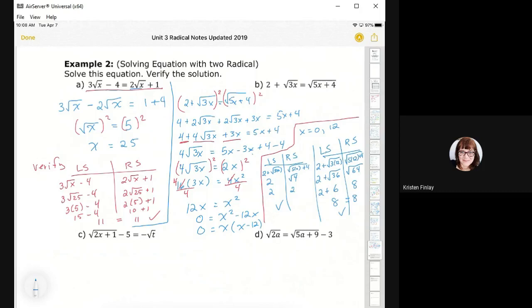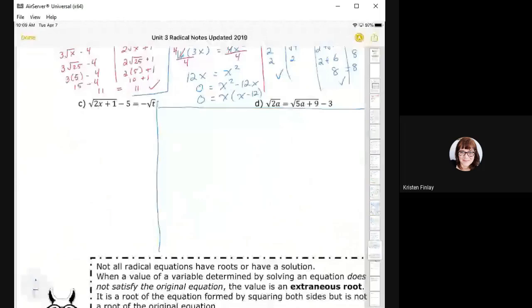I'm going to do D, and I'll let you guys do C on your own if you want to try that out. But I'm going to do D because that'll give us enough practice here. So I'm just going to scroll it up. So C is yours to do on your own. And let's do D. So D, again, we have two radicals. So we're probably going to have to square twice. So let's just start with procedure. And we're going to solve this.